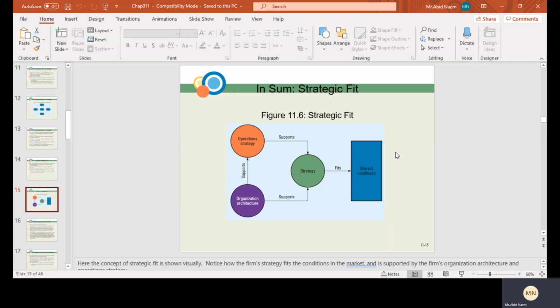If any one of these two factors is misaligned, then your strategy is not going to fit with market conditions. Market dynamics are constantly changing. Likewise, there can be a new monetary policy or new government regulations can be announced. So if your strategy is not aligned and customized within operation strategy and organizational architecture, it is not going to complement the market conditions in which you are operating.